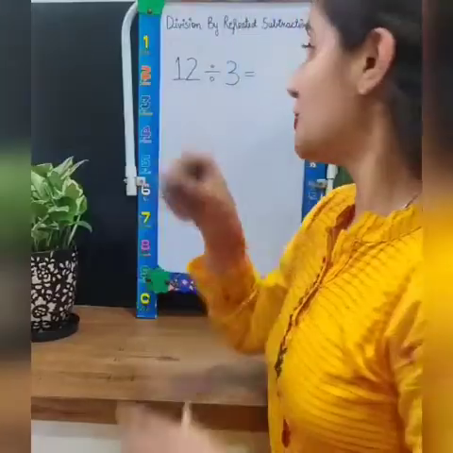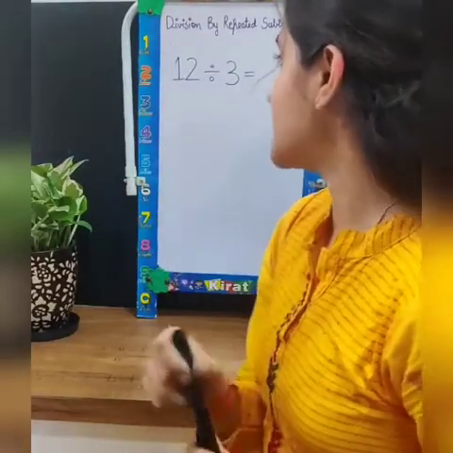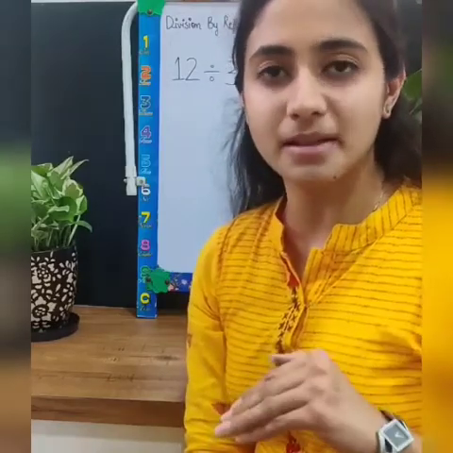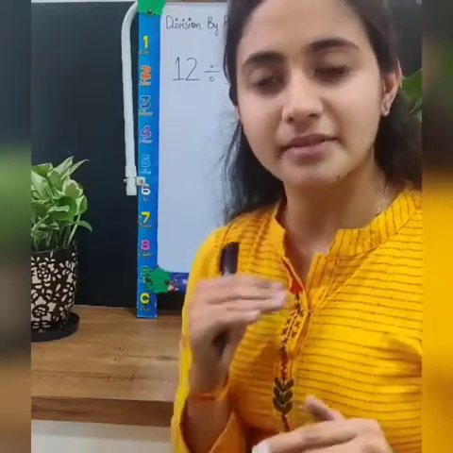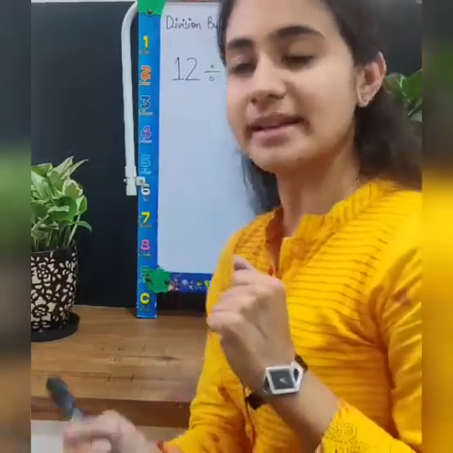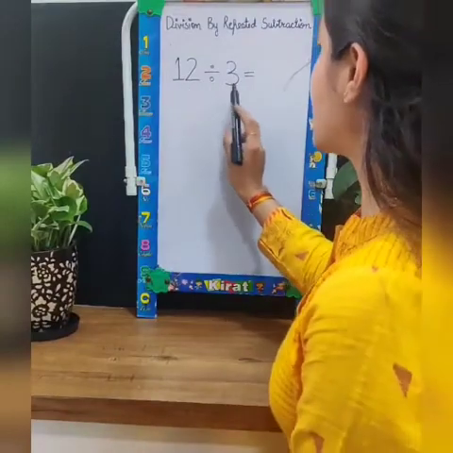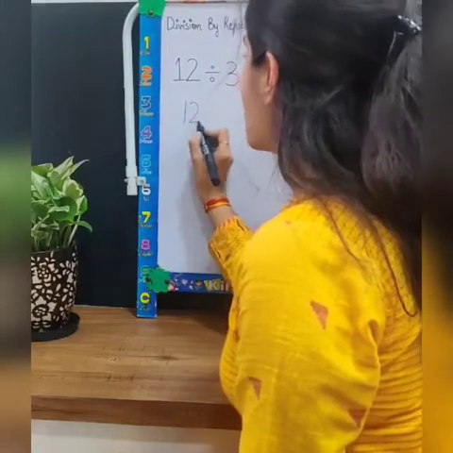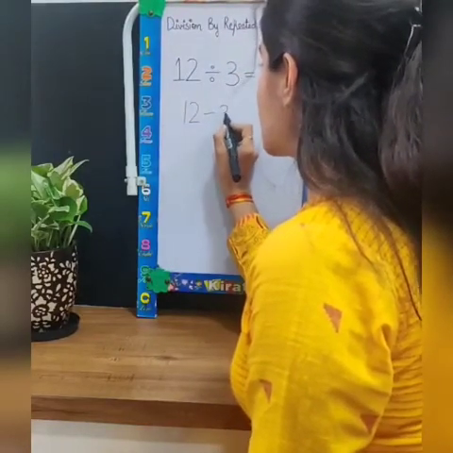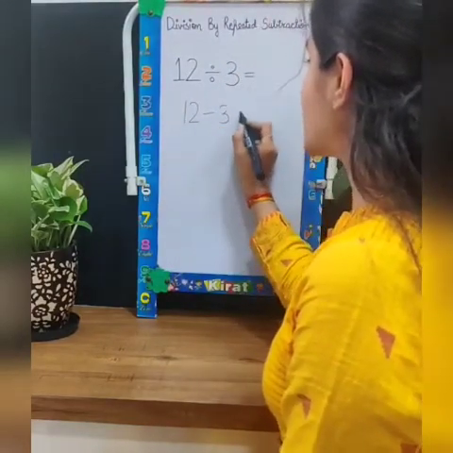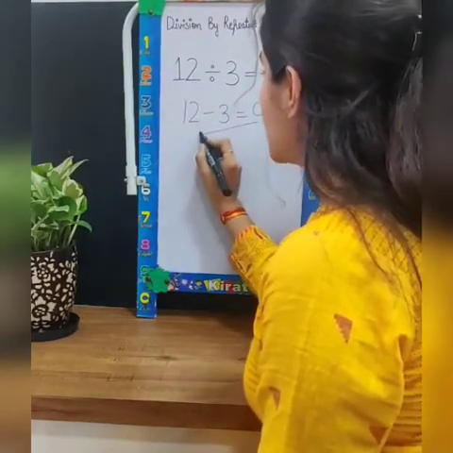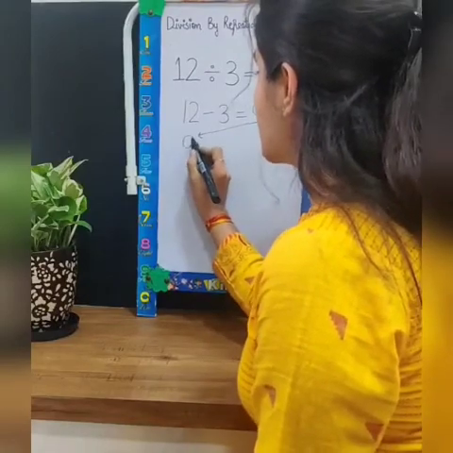Now we will do the division of 12 divided by 3. We will do this division with repeated subtraction. In repeated subtraction, what do we do? We subtract the divisor again and again till we get the answer as 0. Let us do it together. 12 divided by 3. So first we will write 12. From it we will subtract the divisor 3. So 12 minus 3 is 9. Then we bring this 9 downwards and write it here.